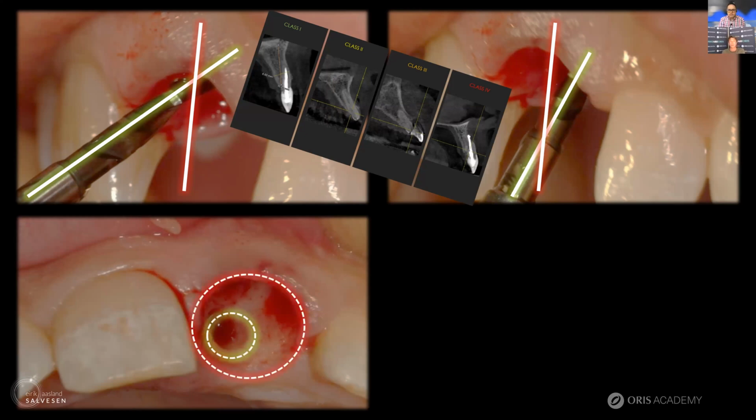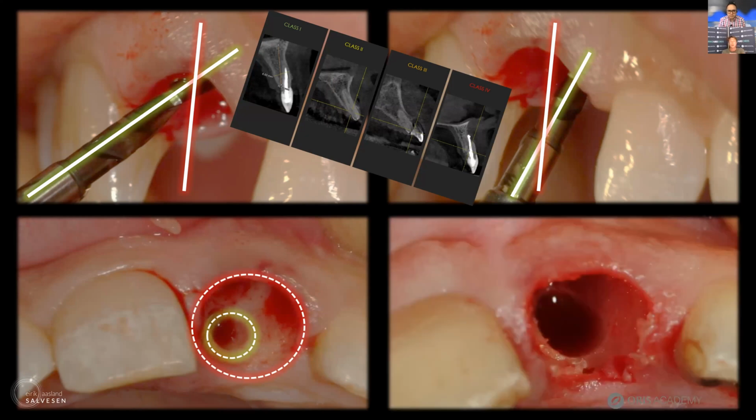And you see the extraction socket, the osteotomy, and the finalized osteotomy, you will see it at the palatal surface of the extraction socket. So we're not placing implants in the extraction socket. We're placing it in native bone. That's how we try to solve these cases.